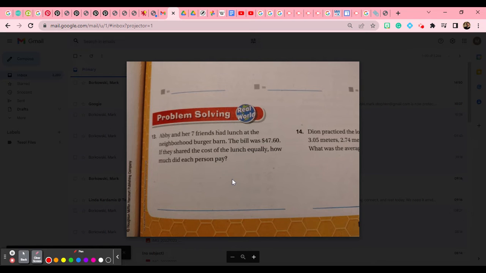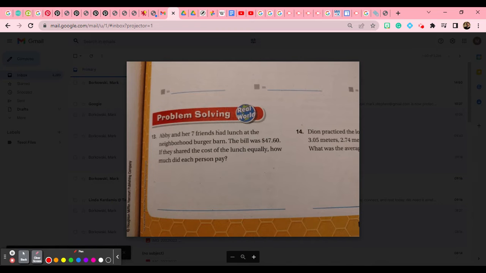Welcome back, class. We have another word problem. I'm trying to pick ones that I think are fairly representative of what you might see on a test. Let me go ahead and read this, and then we'll use our labels and our GET strategy.